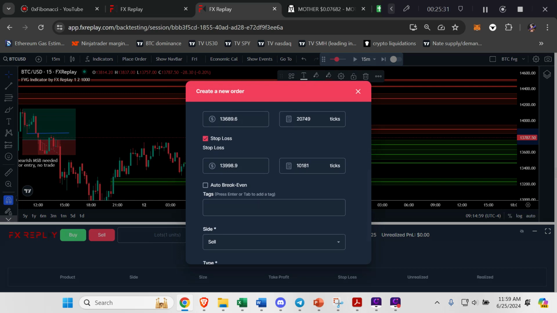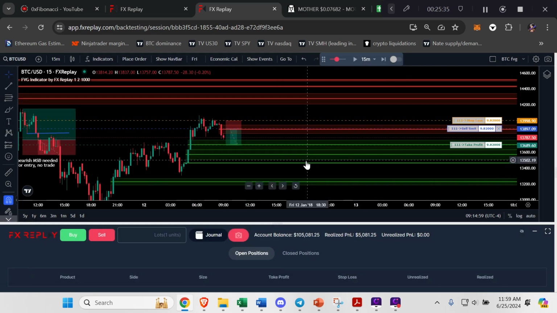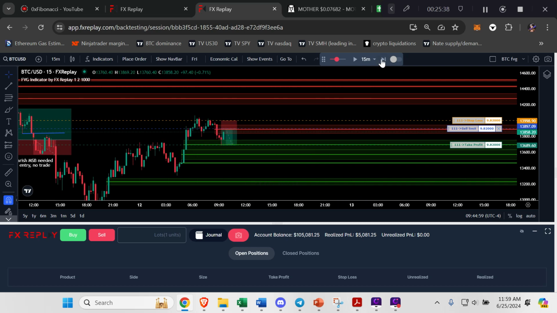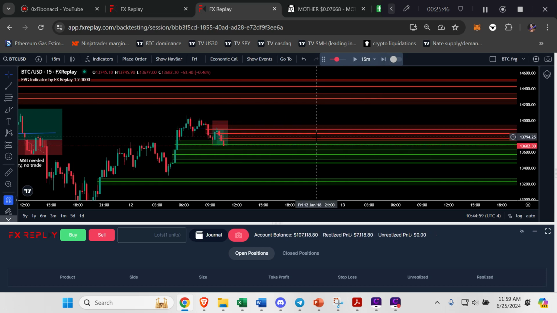So it's going to be a short. Save. I targeted this because that was the swing high. So that was why I did that. So we got our entry and a nice quick win. That's what we like to see.